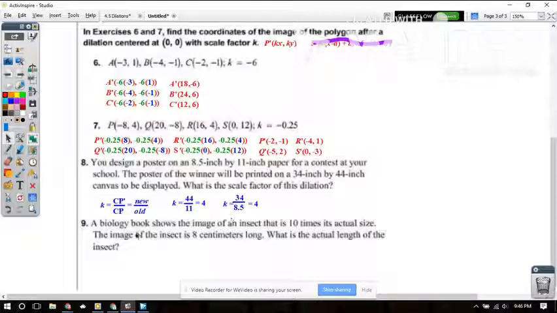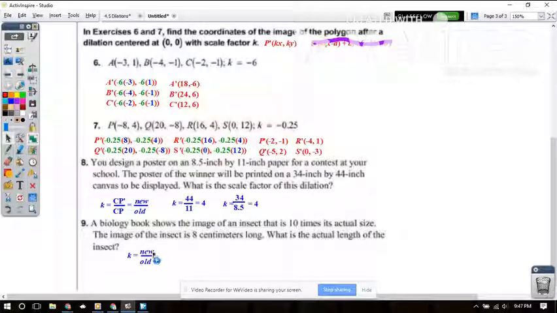Okay, so last one here, we have a biology book that shows an image of an insect that is 10 times its actual size. The image of the insect is 8 centimeters long. We want to know what is the actual length of the insect. Well, we're going to do the same thing we did right here. All right, K is still new over old, a scale factor.